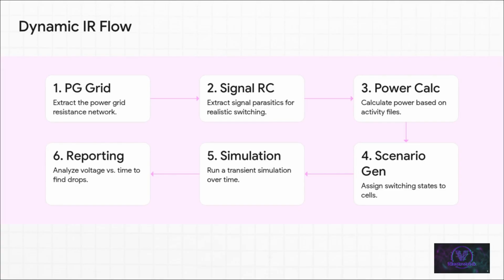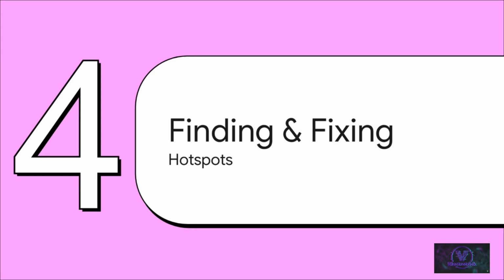The whole thing is a really methodical process. It goes something like this. First, the tool maps out the chip's power grid, like an electrical blueprint. Then, it figures out the power demands and generates all those switching scenarios we just talked about. After that, it runs the big simulation over time to see what happens. And finally, it spits out a report, pinpointing exactly where and when those dangerous voltage drops are happening. And that report, that's where the magic really happens.